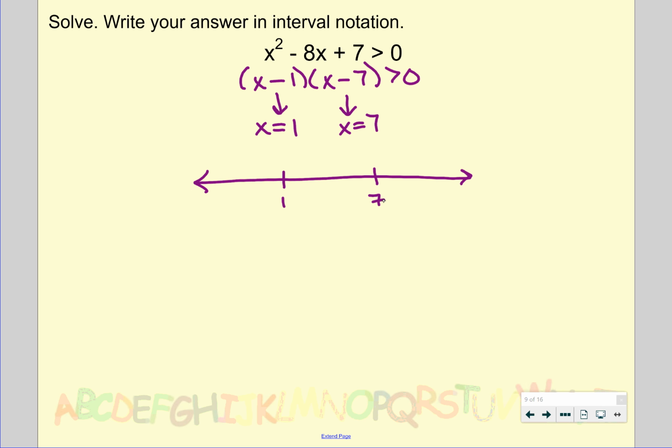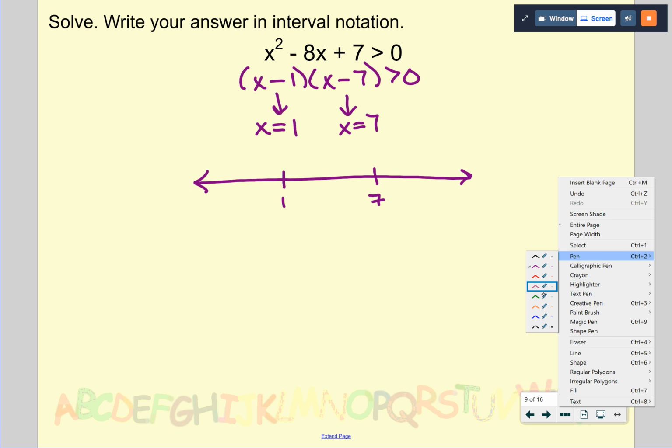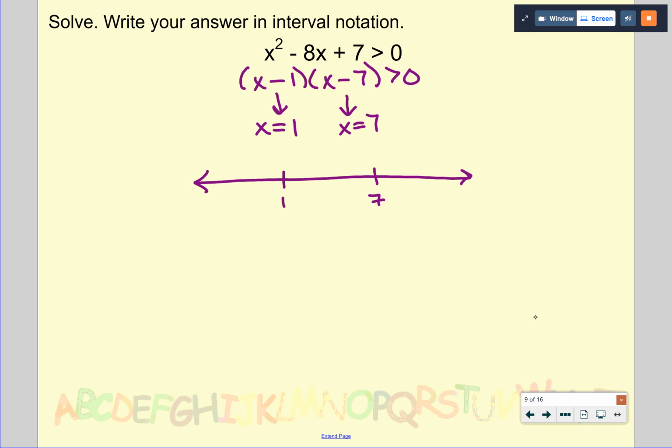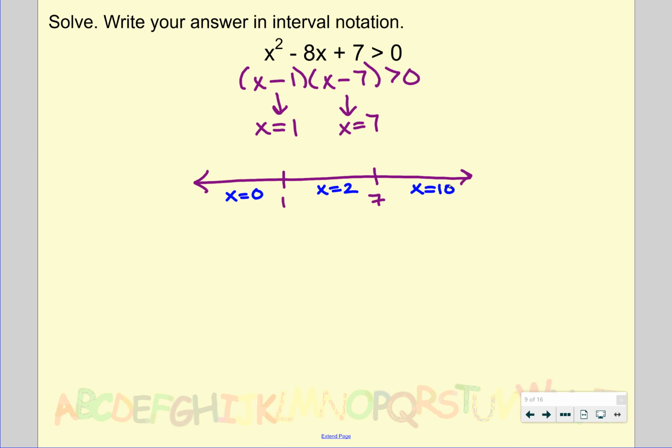So how we do that is we pick an x in that region. It doesn't matter what x you pick as long as it's in that region. So pick easy numbers to plug in. Like I would pick probably 0 for that one on the left. For the one in the middle, I'd probably pick 2. And for the one on the right, maybe I'd pick 10. Easy numbers to plug in and evaluate.